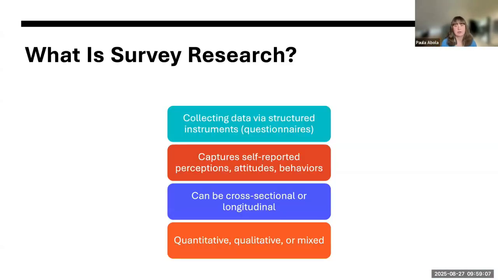So what is survey research? Survey research involves systematically collecting information from individuals using a structured instrument. Most often, this is a questionnaire. The purpose can range from exploring opinions to measuring behaviors, attitudes, or knowledge. And as you remember, we talked about my survey on knowledge and attitudes in Parkinson's disease. So this was one good example of how we can use a questionnaire in a survey.